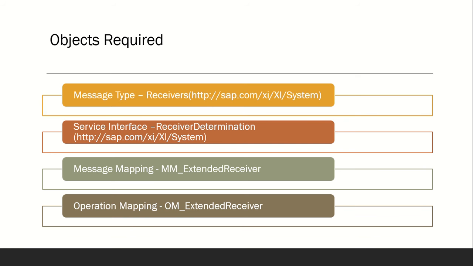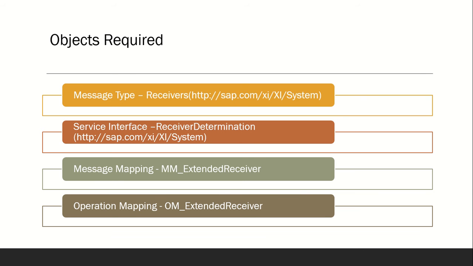About the implementation, we have a few objects which are required to be put in place while implementing this method and using it in your ICO. There are four objects here. Two of them, the message type and service interface, are shipped with the SAP PI package. This message type, receivers, you get along with the PI installation, and it comes under the software component SAP Basis. Under SAP Basis, according to your version, you will have a software component version, SAP Basis 7.3, 7.4 or 7.5.